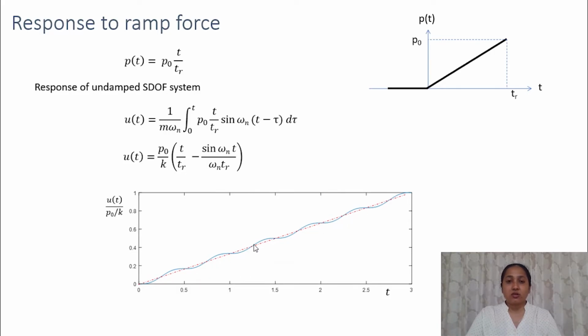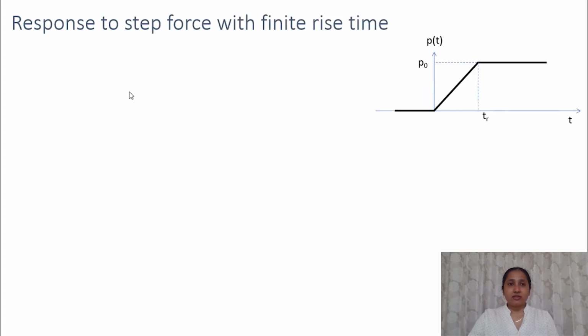So it is oscillating, and that oscillation is about the static response. This dotted red line indicates the static response, that is P naught by K, T by TR. As the force is increasing, the static response will also increase, and our dynamic response will be an oscillation about this static response.